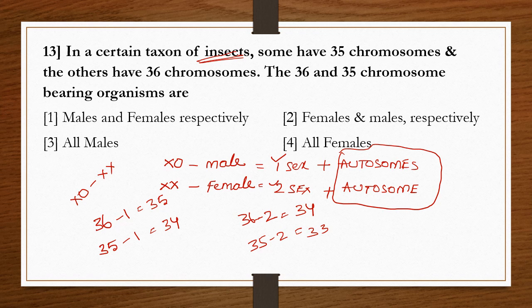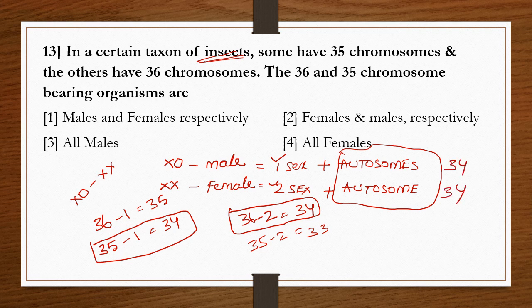So of these numbers, 34 is the similar one. Here the autosome number is 34, so the autosomes are the same, 34 and 34. Plus only one sex chromosome, 1, and two sex chromosomes, 2. So it is 36 and 35. So the female has 36 and the males have 35 chromosomes. So the correct answer is option 2.